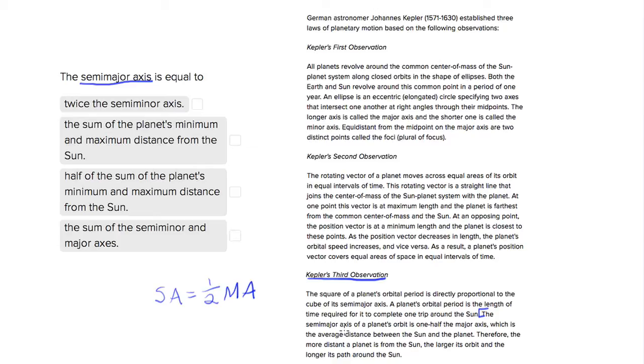So let's look at our choices and see what makes sense. Choice number 1 tells us twice the semi-minor axis. We have no mention of a semi-minor axis, so it could exist, it could not. So this is not a good choice.